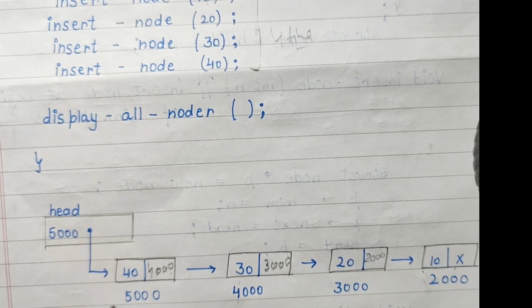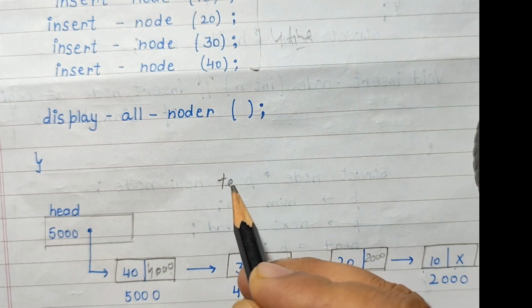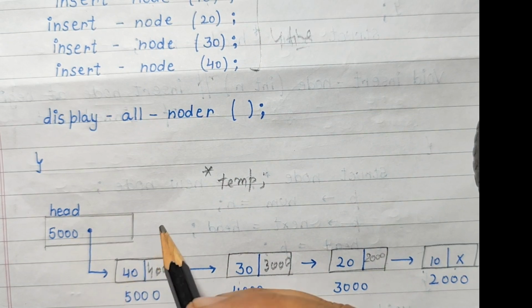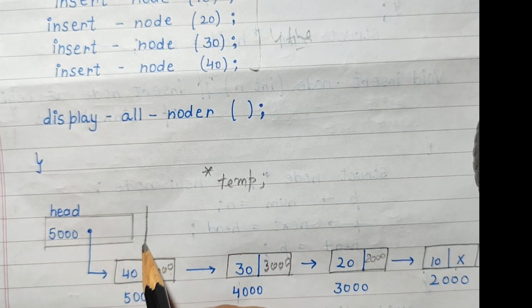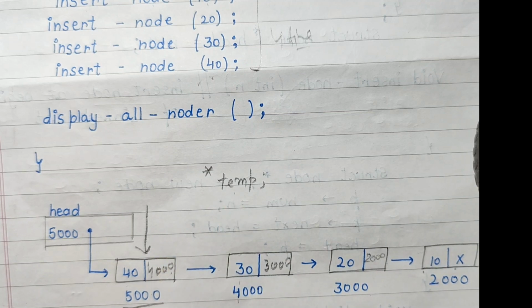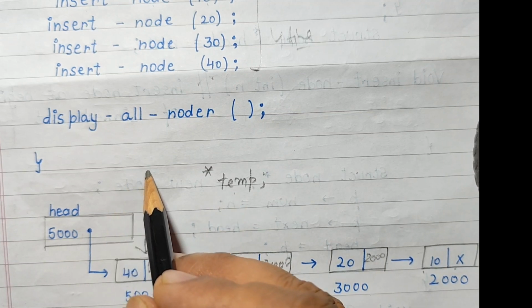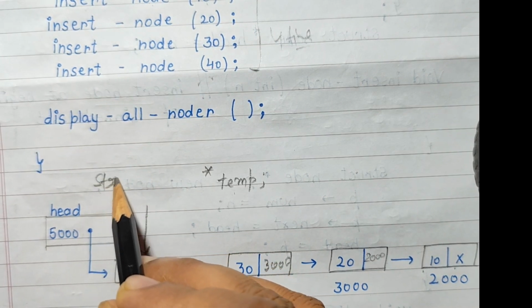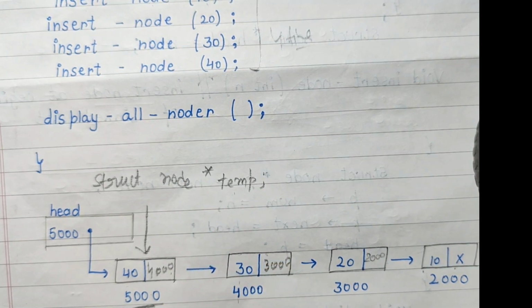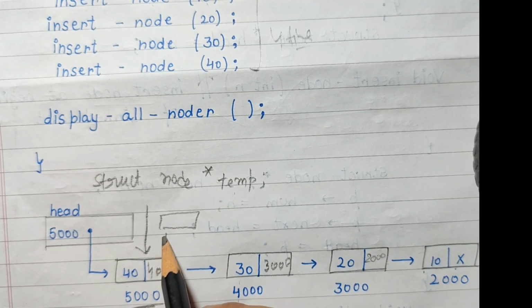So now we have to traverse this linked list. Now the thing is how to traverse the linked list. For traversing the linked list, I create a pointer named temp. I require a temporary pointer. Now the temporary pointer points to the first node. It means this temporary pointer holds the address of the node. That's why this pointer is of which type? This pointer is of node type. So I write here struct node star temp. And right now temp is empty.